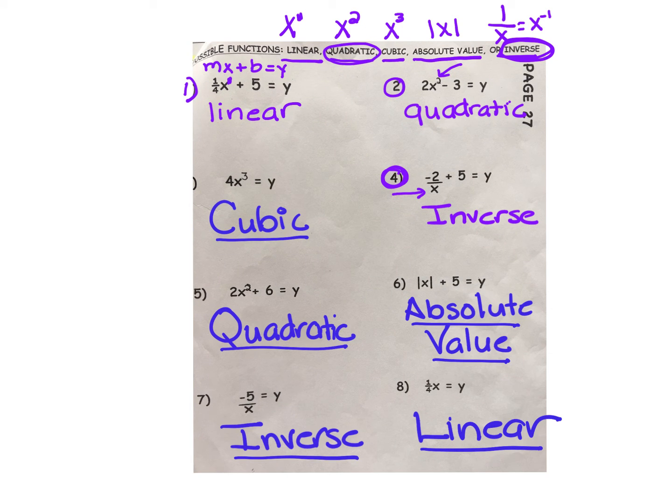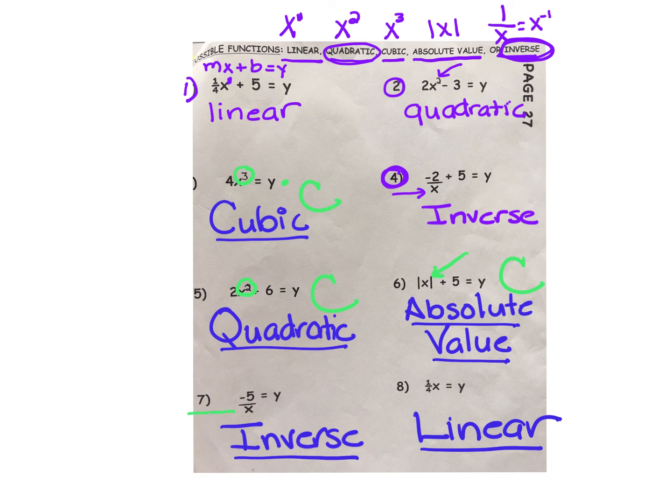For number 3, you should have gotten cubic. Clearly, it's to the third power, your x variable. For number 5, the highest degree or power is 2, so quadratic. In number 6, we clearly see the absolute value symbols around the x, so it is an absolute value function.